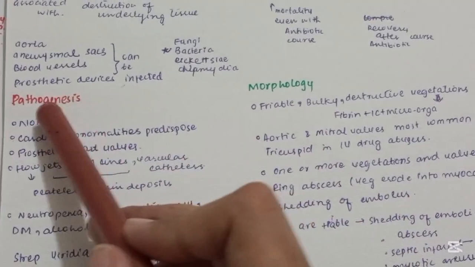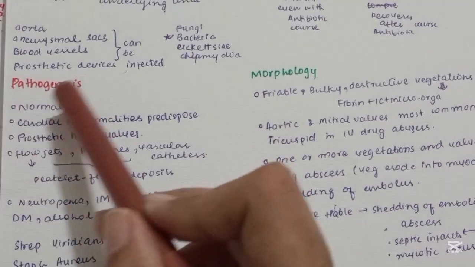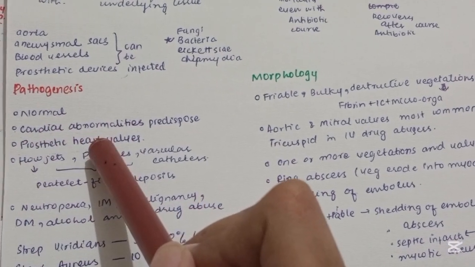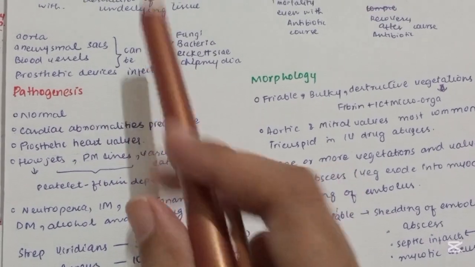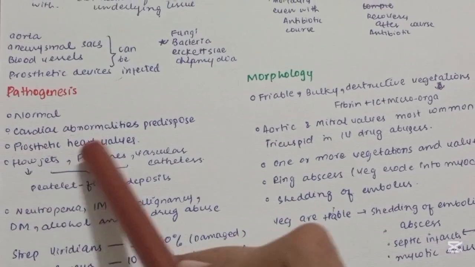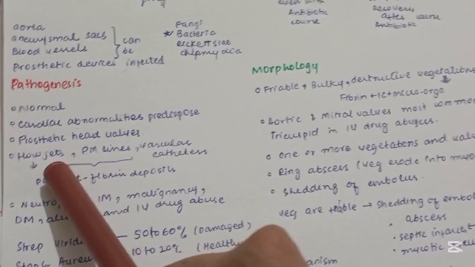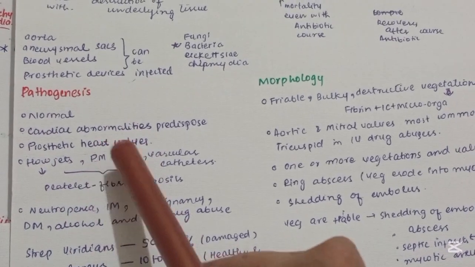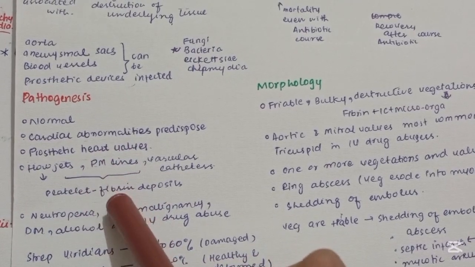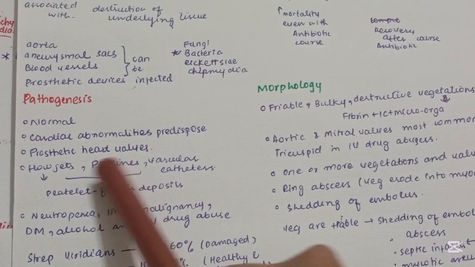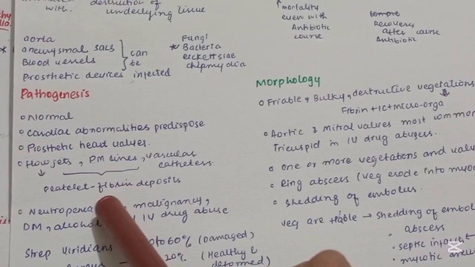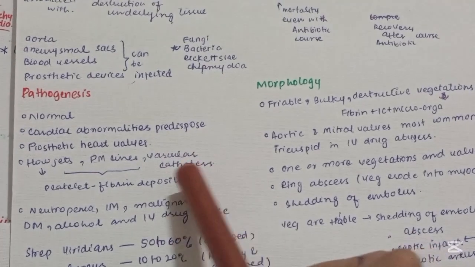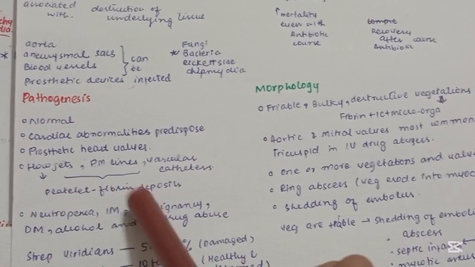Next is pathogenesis. So the valves can be normal, or cardiac abnormalities can be present, and they predispose towards infective endocarditis. Prosthetic heart valves, flow jets. Flow jets actually refers to the velocity of the blood. In case of a troubled heart, the blood strikes at some surface more as compared to the other. As a result, the endothelium there becomes irregular. Pacemaker lines and vascular catheters, there platelet and fibrin deposits can occur.